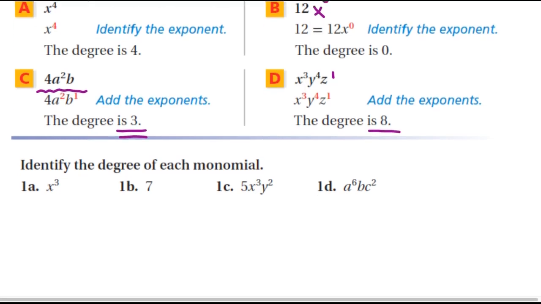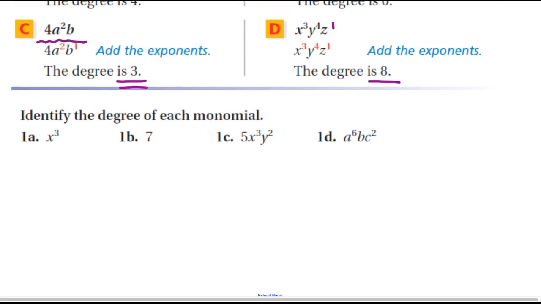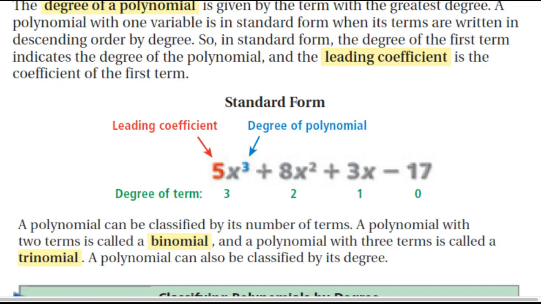All right, so if we list the degree down here, the degree for 1a would be 3, the degree for 1b would be 0, this one would be 5, and this one here would be 9. Okay, so identifying the degree, those are all monomials. All right, so what if we had the degree of a polynomial? This is probably a little more common to talk about degrees of polynomials.